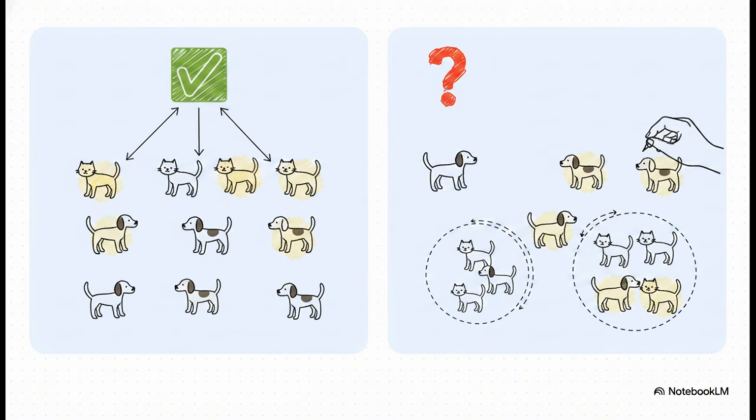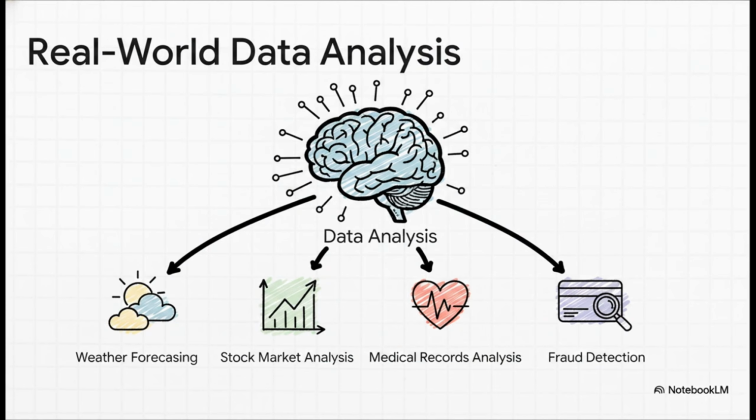Then there's unsupervised learning, where you just dump a bunch of data in and ask the program to find interesting patterns all on its own, with no help. And this isn't just theory, it's everywhere. As the textbook points out, this kind of data analysis is the engine behind weather forecasting, stock market predictions, analyzing medical records, and even detecting fraud. It's software that can genuinely think.